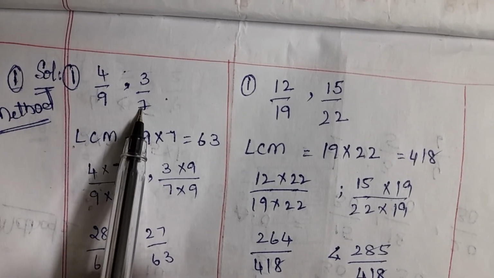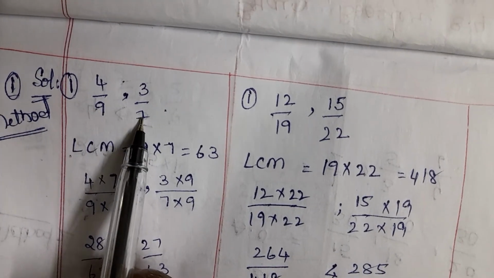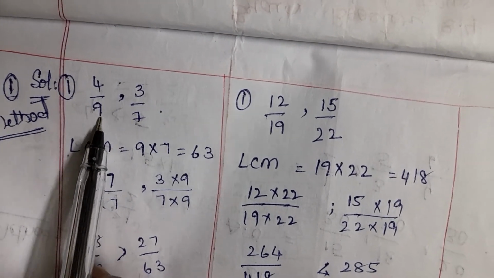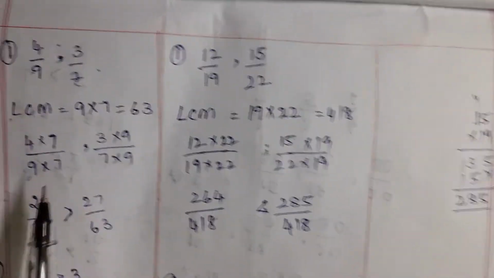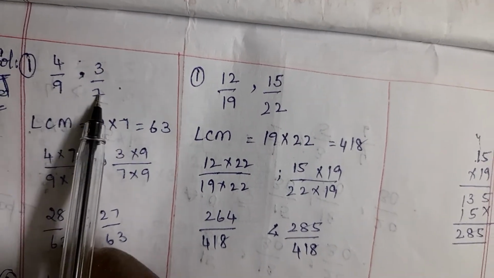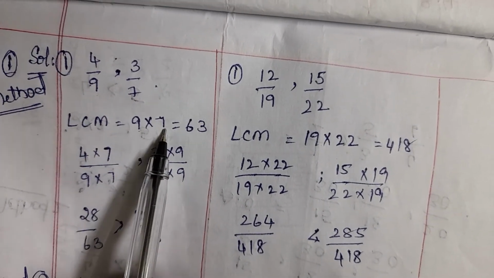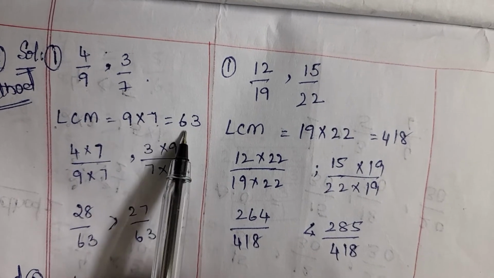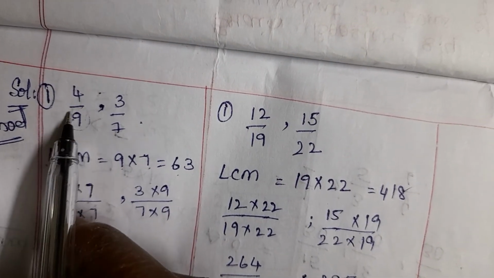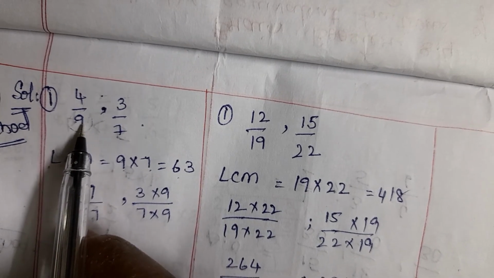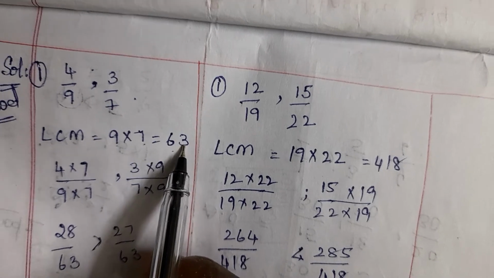9 and 7 are not prime numbers, but these two numbers are not divisible by any single table, single number. So we will just directly multiply both the numbers. 9 into 7 is 63. Now children, we should make this denominator into 63 and this 7 also we should make 63.